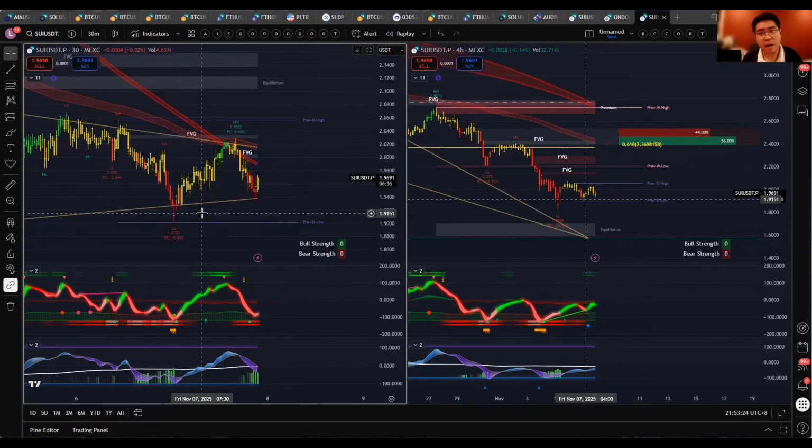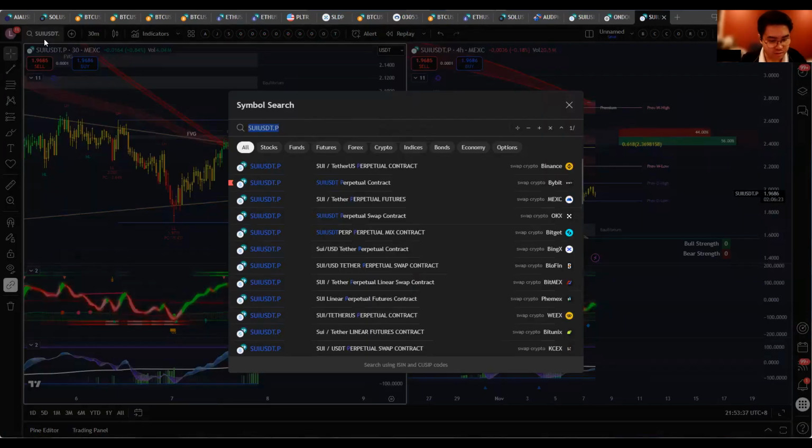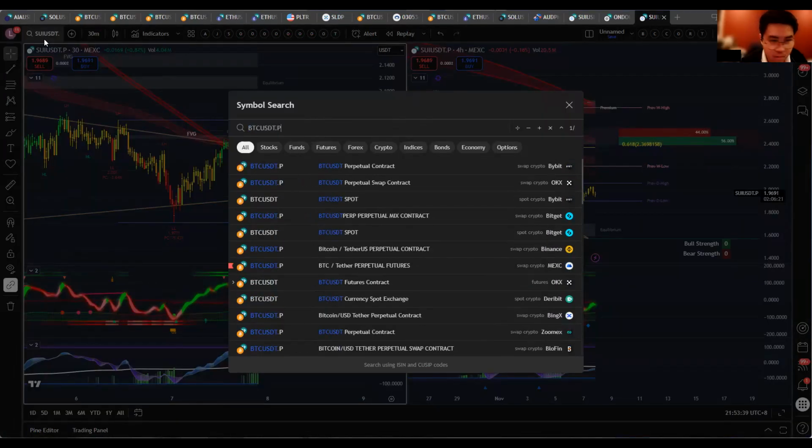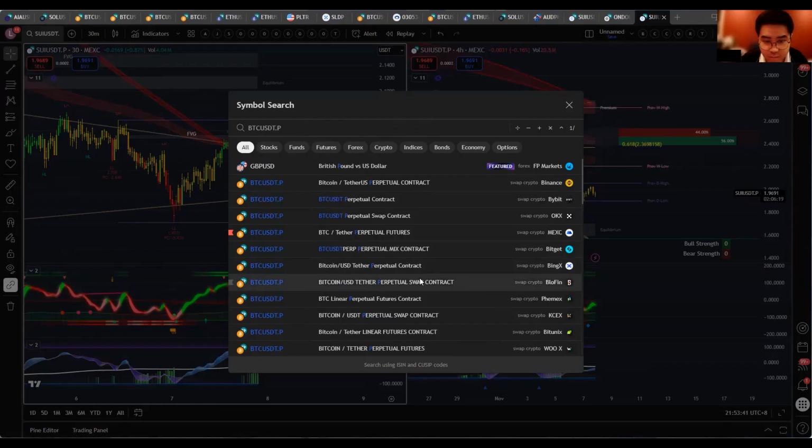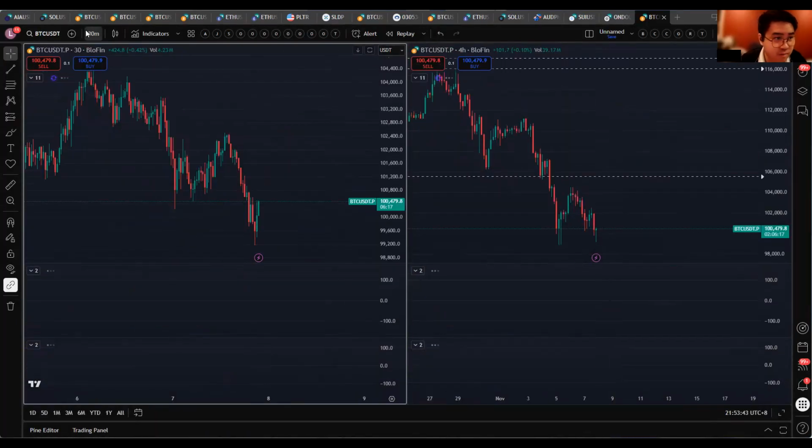No trade. I'm not getting a good signal here. You want some level of confirmation both on your higher time frame and lower time frame. So let's change the asset class, right? Let's change it to BTC. Maybe we can get a little bit more confluence.